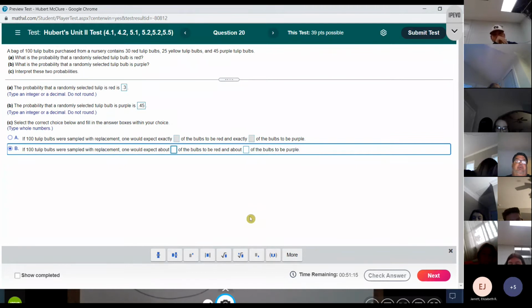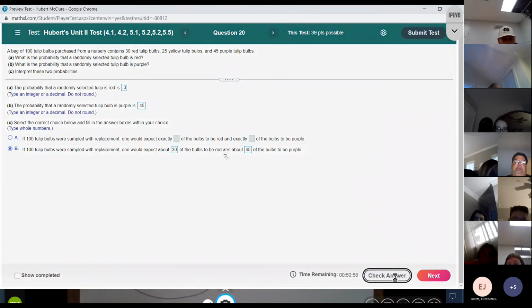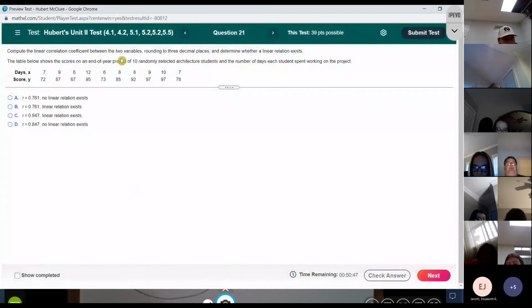So 100.3 was going to be what? 30? I don't know why they're asking the same thing. And 45, why are they? It's kind of redundant. But that's what they're asking. Next, compute the linear correlation between the two variables. Okay, we've already done one of these. I'm going to move on to the next one. I think the first question we did was like that.